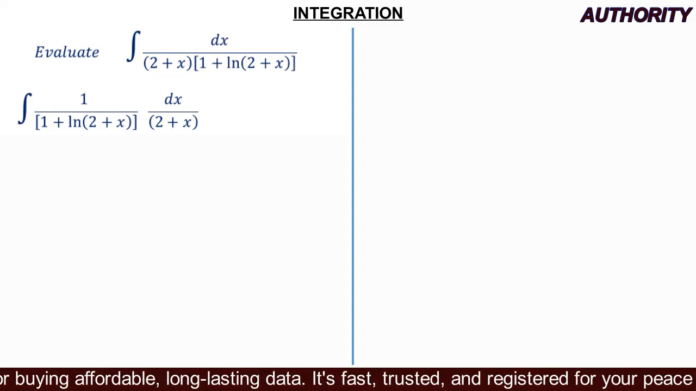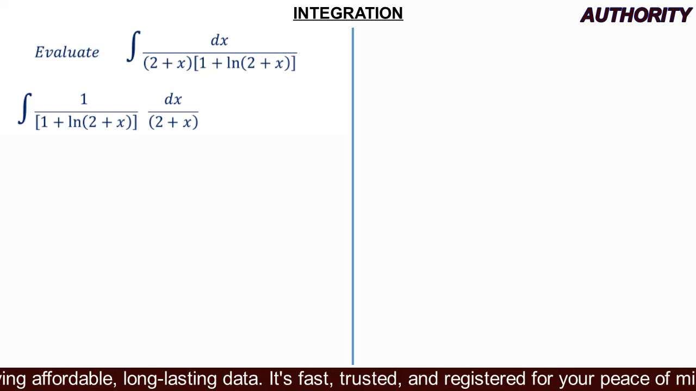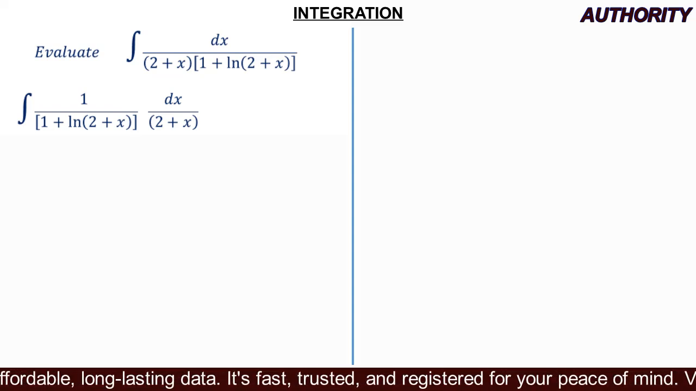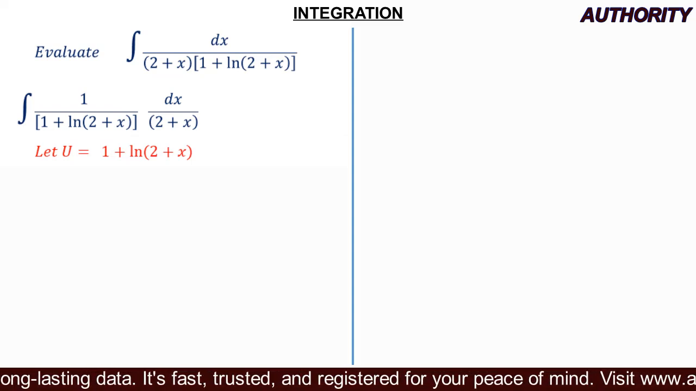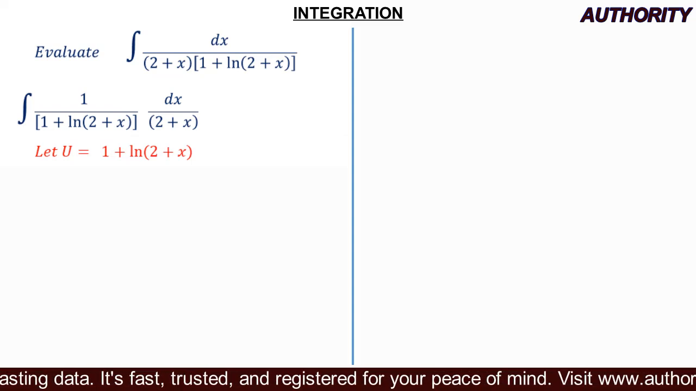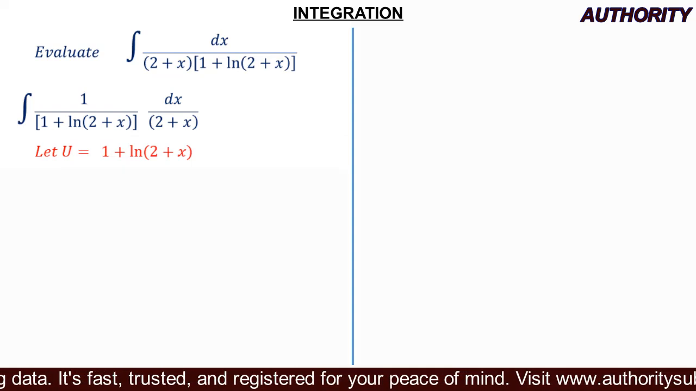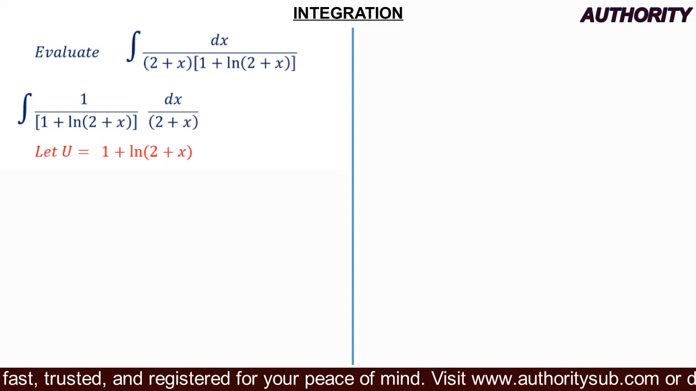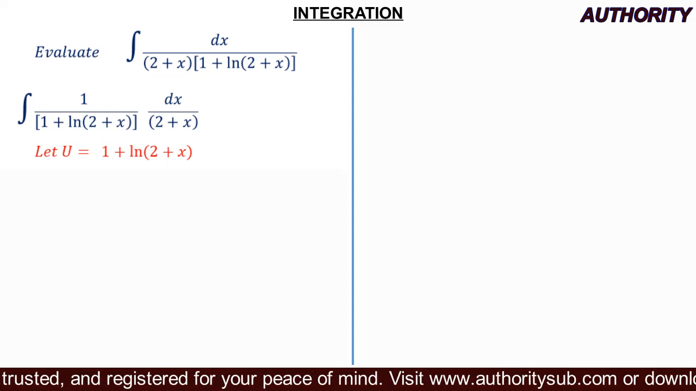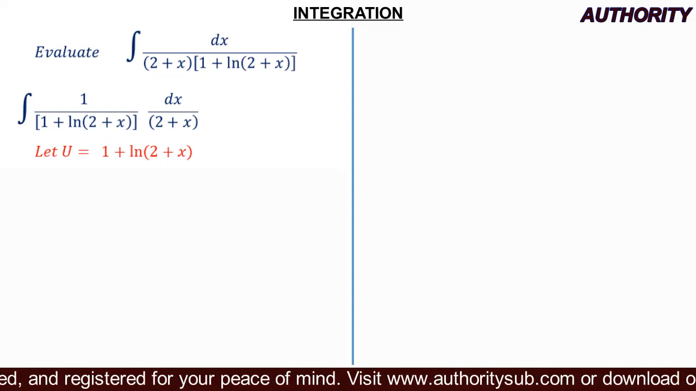So we can now go ahead and integrate. We're going to use the substitution method. Here we're going to say let u equal to 1 plus ln 2 plus x. This 1 plus ln 2 plus x, let's call it a letter u. Now you can see that this u is a function of x, so we differentiate u with respect to x.